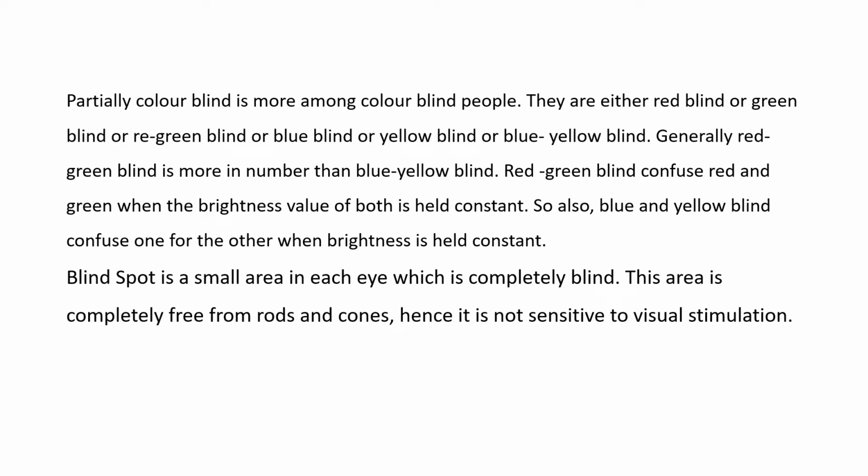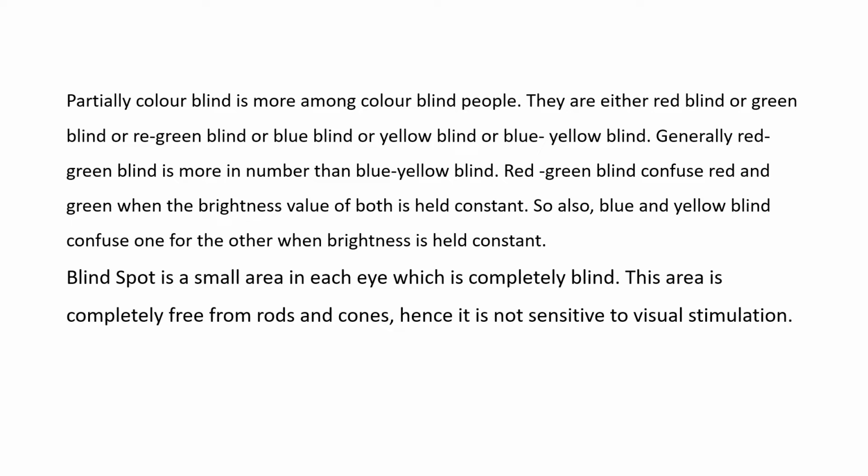Partial colorblindness is more common among colorblind people. They are either red blind or green blind, and red-green blind or blue-yellow blind are generally the types. Green blind is more numerous than blue-yellow blind, and red-green blind people confuse red and green when the brightness values of both are held constant.